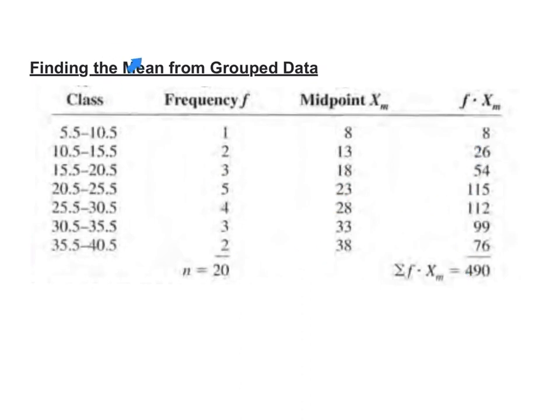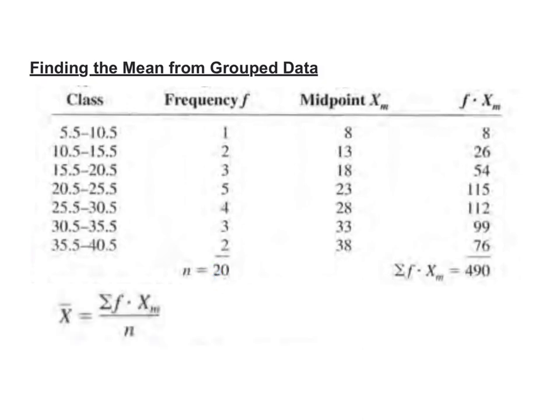So in order to find the mean, what do you think I'm going to do next? Divide what? What two numbers will I divide? 490 divided by 20. Okay.